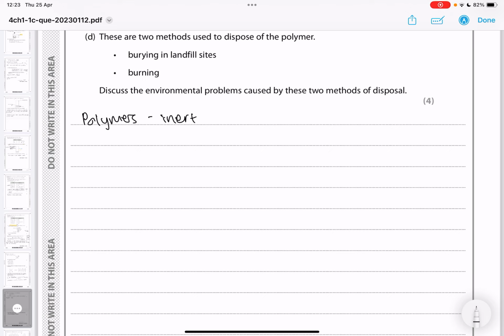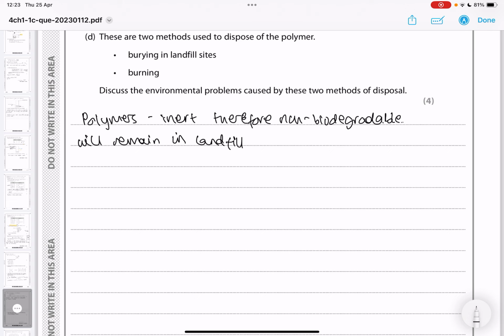So polymers, they're inert, and therefore they're non-biodegradable. What that means is that they can't be broken down by bacteria, so they just accumulate. So when you bury them in landfill sites, they will remain there for a long time because they can't be broken down. So they just accumulate, and eventually this causes space to run out. Okay? Because obviously there's only a limited amount of space.